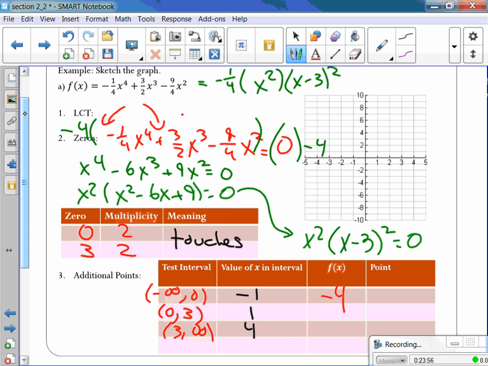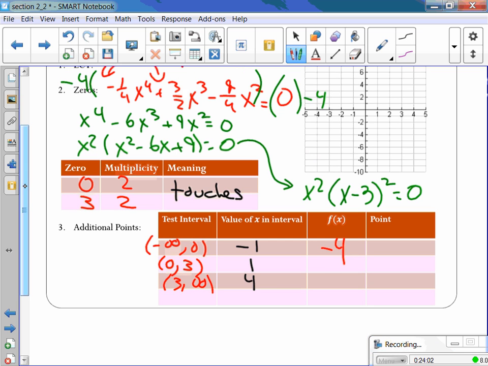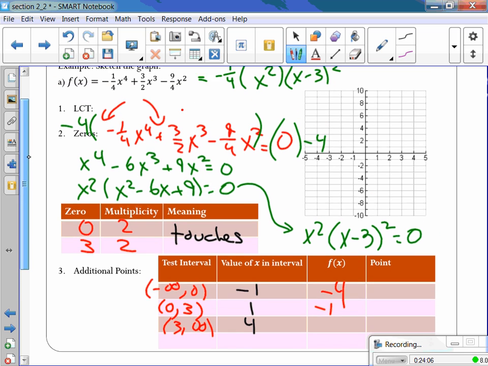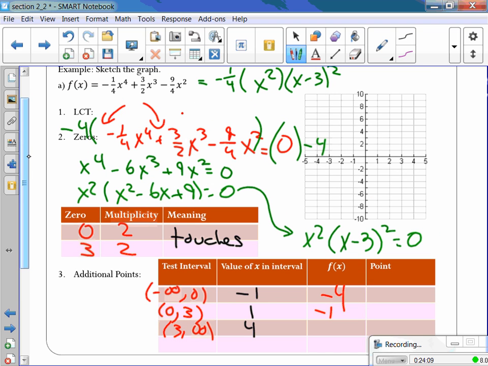You don't have to try doing this in your head, folks. All right, positive 1, so 1 minus 3 is negative 2, squared is 4. That's just 1. 4 times negative 1/4 is negative 1. And then a positive 4.